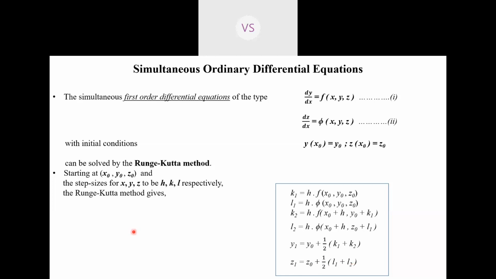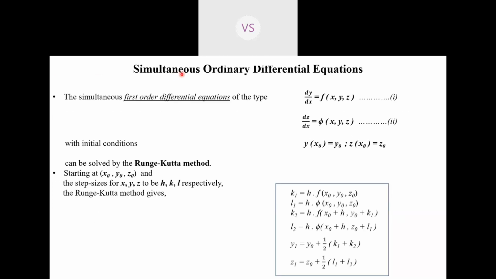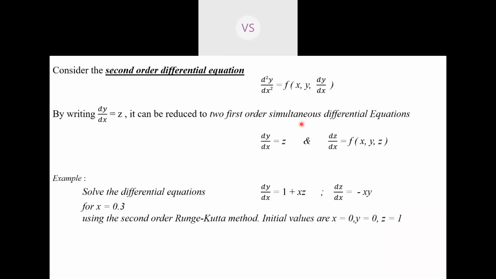Now consider the second order differential equation. This is first order: dy by dx, dz by dx. We'll consider the second order: d square y by dx square is equal to a function f of x, y and dy by dx. Suppose this equation is given to you. It is a second order differential equation, as the highest order is 2 over here. You can see that d square y by dx square has the highest order 2.